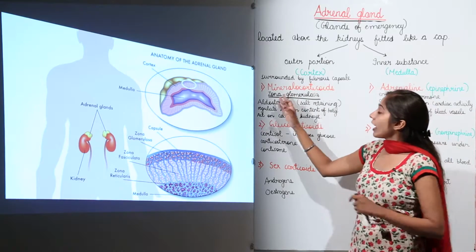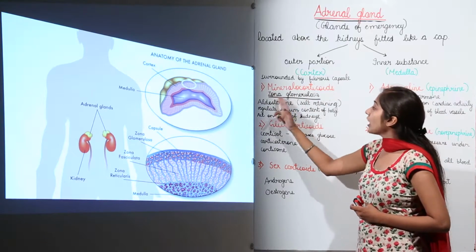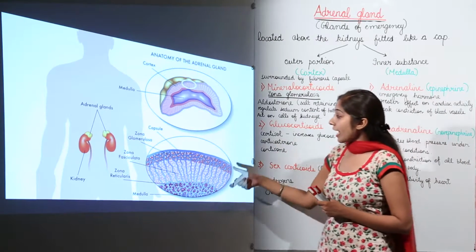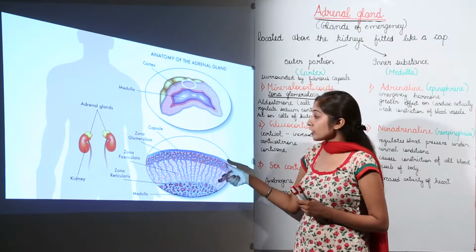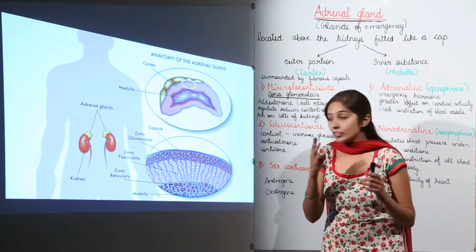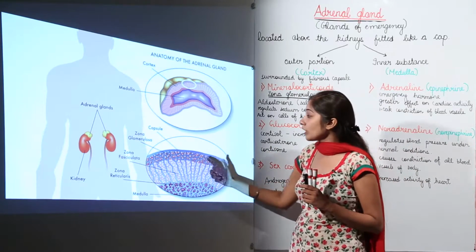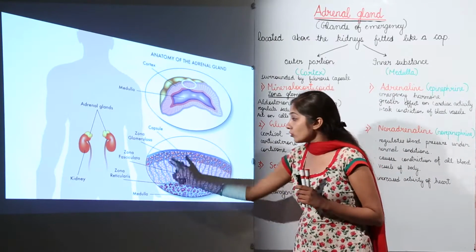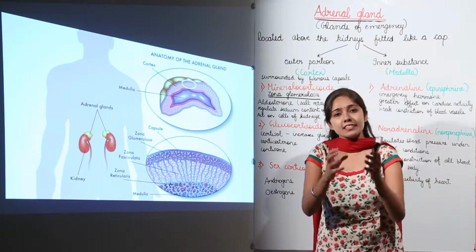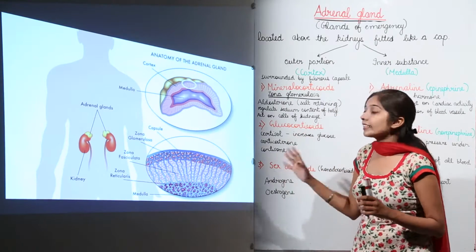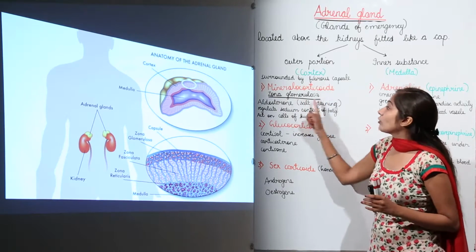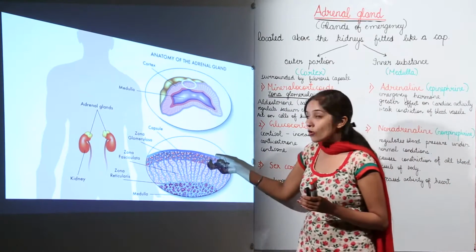Now here you are going to see this term, zona glomerulosa. What does this mean? When you look at the inner structure, you will see that the adrenal cortex is divided into three zones. These zones are the zona glomerulosa, the zona fasciculata and the zona reticularis. For easy understanding, let's see the zona glomerulosa first. This is the first zone, as you can see.